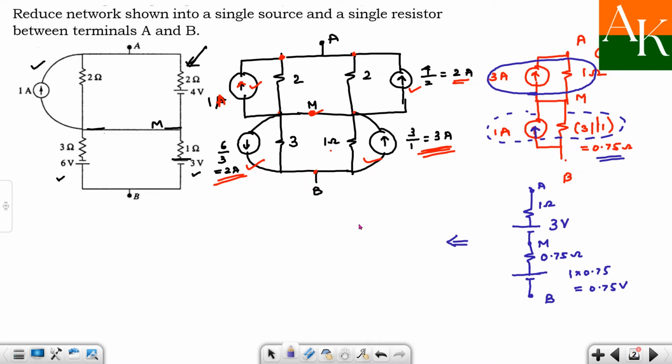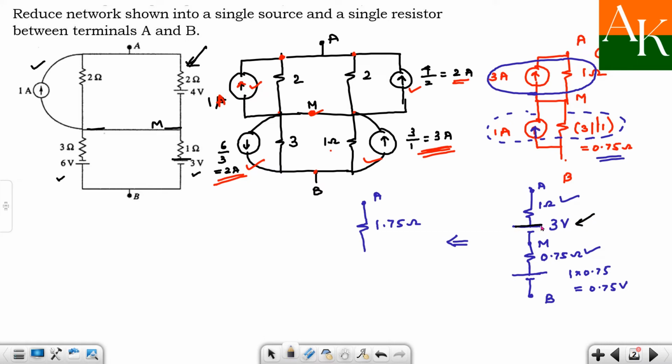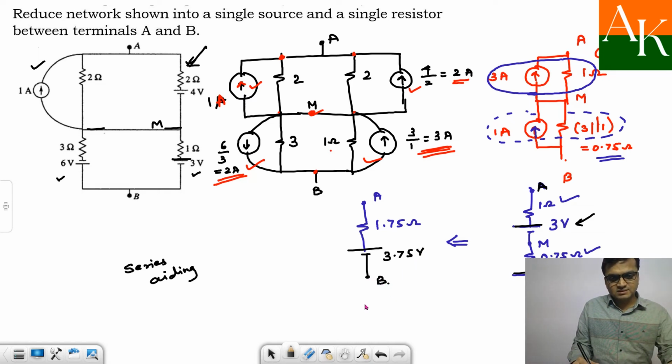So for the final answer, this 1 ohm and 0.75 ohm are connected in series. You can combine them and I will have 1.75 ohm resistance. And for the voltage sources, 3 volt positive towards A, again 0.75 volt positive towards A. So they are known as series aiding, and you can add them and it will become 3.75 volt, and this is terminal B. So this is one of the possible answers. You can say answer 1, because in this numerical they have not mentioned which type of source and resistor.